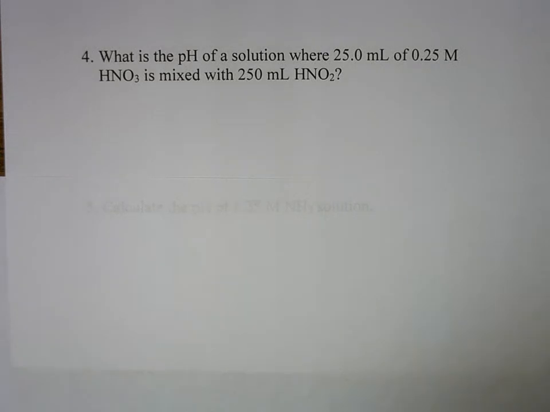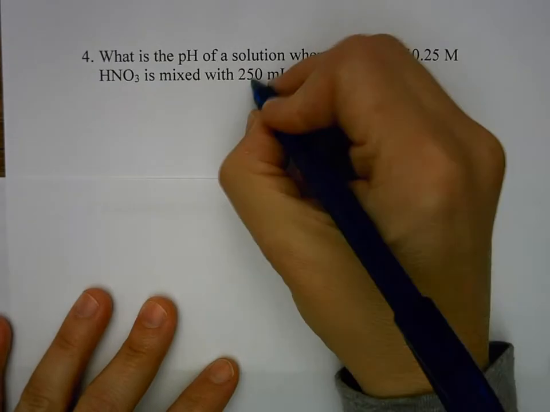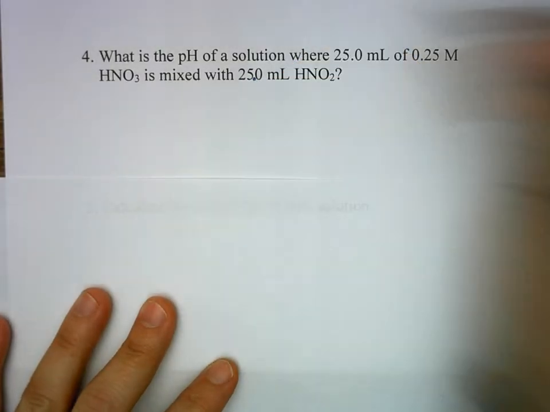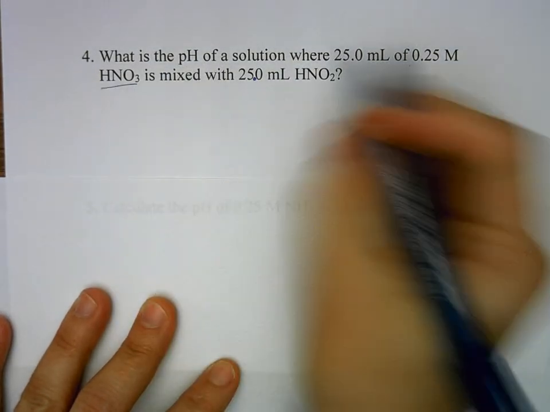Okay, so we've done pH values of strong acids, pH values of weak acids, pH values of strong bases, and then when you combine strong acids together. So now I am combining acids together again, except it says, what is the pH of a solution where I've got 25 milliliters, and I want this to be 25 as well, not 250. 25 milliliters of 0.25 molar HNO3 mixed with 25 milliliters HNO2.